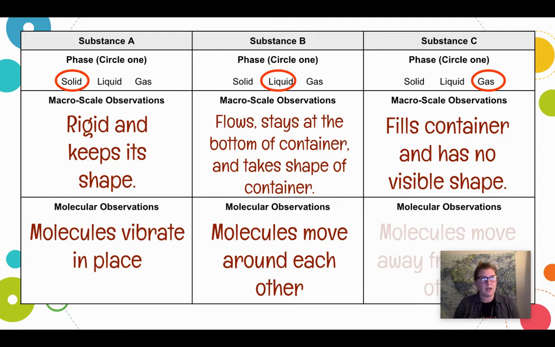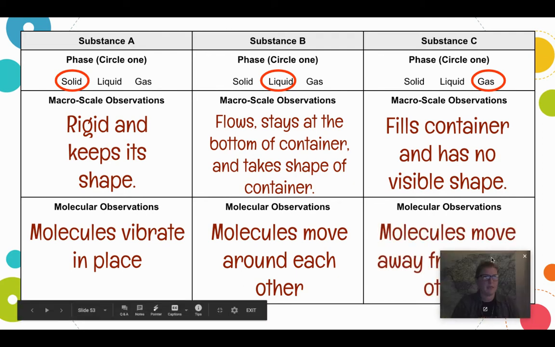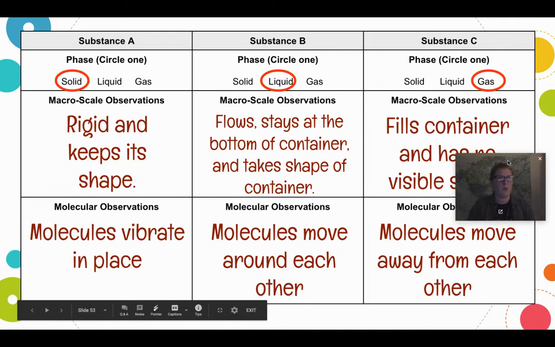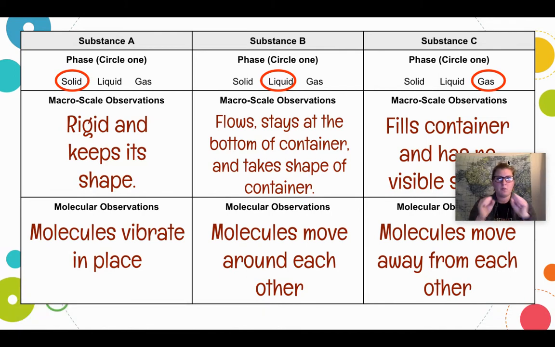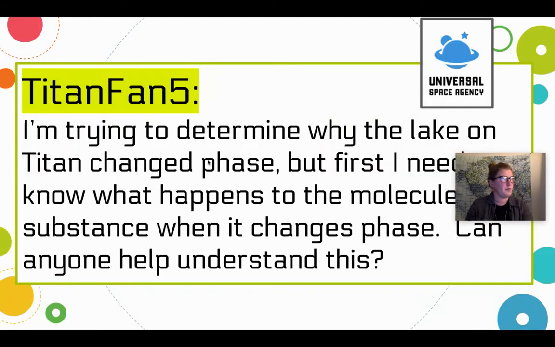A molecular scale observation that you should have seen is that the molecules move away from each other. So get your molecules out. Again, these fists are going to be representative of your molecules. If they're moving away from each other in a gas, they're moving like this. And don't punch any of your siblings while you're trying to model this. So again, solid, molecules vibrate in place. Liquids, they move around each other. Gas, they move all over the place. Okay, put your molecules away, so people don't think you're crazy.